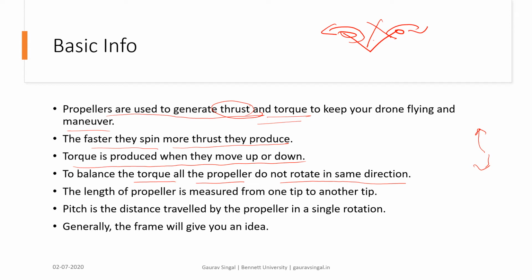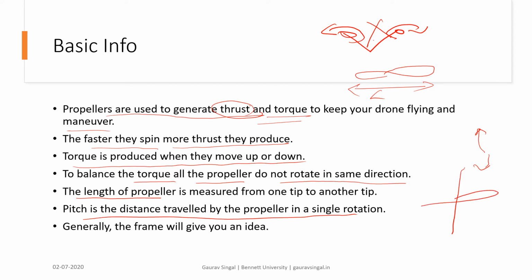The length of a propeller is measured from one tip to the other tip. I think it's very simple and clear. Basically, one tip to the other tip is the length of the propeller. And pitch is the distance traveled by the propeller in a single rotation. Suppose your propeller is there, after one rotation, how much distance is traveled, that is basically your pitch.